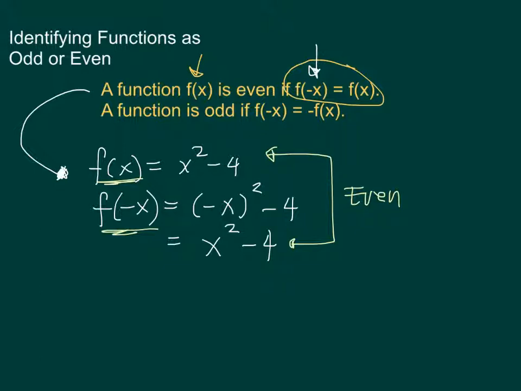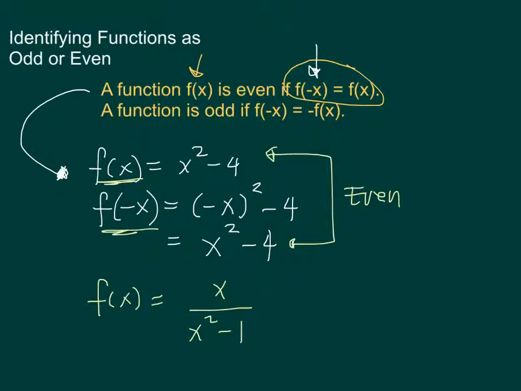Okay? So again, if you replace x by negative x, and when you simplify the new function, it goes back to the original form, or it is the same as the original function, then the function is even. Okay? What about an odd function? Let's take, for example, f of x equals x over x squared minus 1.